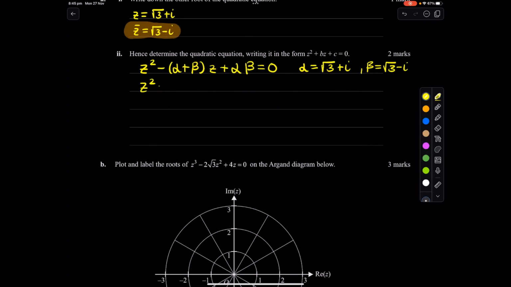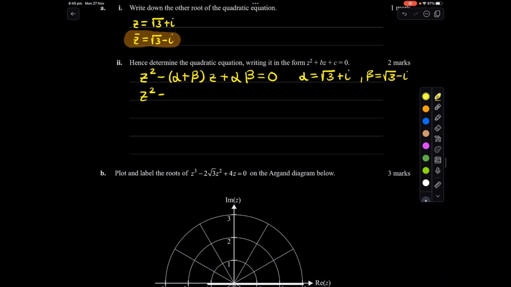So z squared minus, what's alpha plus beta? If we add them together, it's just 2 root 3, and that's times z. Then the next one is just alpha and beta multiplied together. Because they are a difference of perfect squares, it's just going to be 3 minus i squared, which is minus minus 1, so in this case plus 4, equals 0. We just did it in a second without even kind of factorizing or doing all that work. Yeah, so that's it. In that form. That's easy.